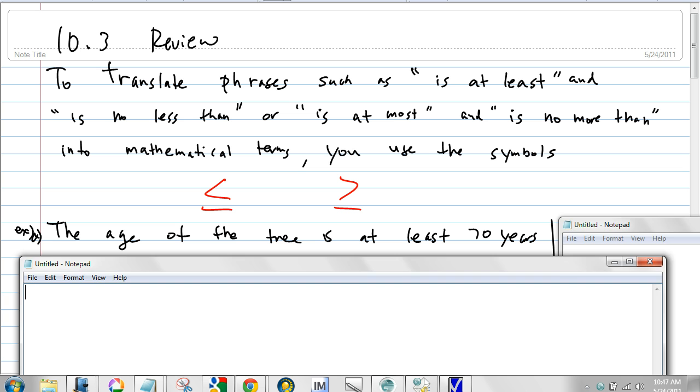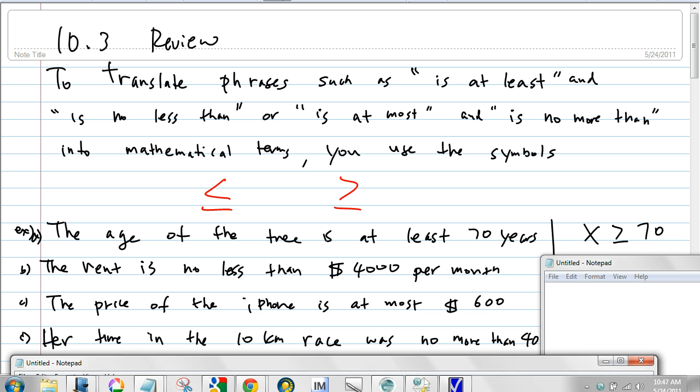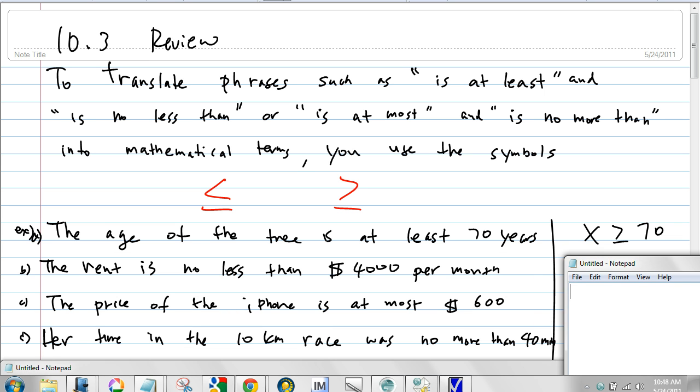Good. Could I do greater than 70 alone? Why is it greater than or equal to 70? It says at least, so it could be 70. Could it be 71? Yes. It says greater than or equal to. Could it be 69? No. So it can be 70, or anything greater than 70. Does that make sense? So why don't you try the rest of these, and then write down the inequality that represents it. B says the rent is no more than $4,000 per month, and so forth. Go ahead and write them down.